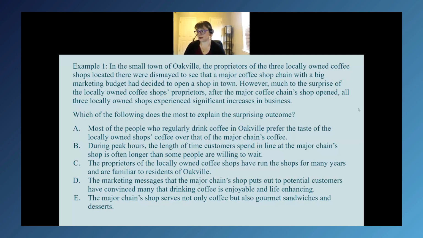So if some people aren't willing to wait that long, if that's like two people, does it matter? If it's all the people, it would be different. We're looking for a clear impact. So B is too vague to really help us. C, the proprietors of the locally owned coffee shops have run the shops for many years and are familiar to residents of Oakville. Similar to A, this doesn't explain an increase in business. It might explain not a decrease in business, but that's not what we're trying to explain.